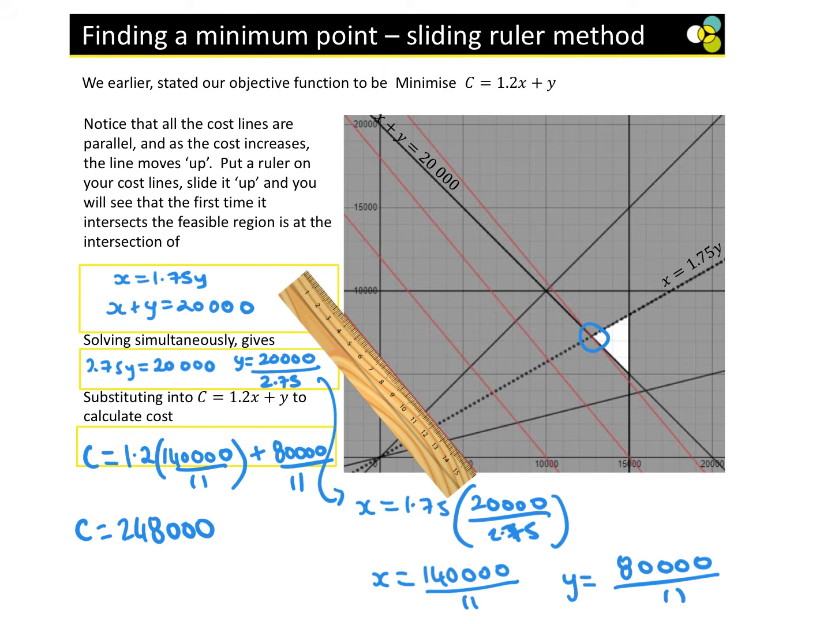248,000 divided by 11. Now, I can't keep the cost like this, and I definitely know with cost that cost is rounded to how many decimal places? 2, or sometimes the question will say to the nearest pound. Okay, so if we do this one to the nearest pound, I'm going to get 22,545. So that is the final answer of the cost using the ruler method. Okay.